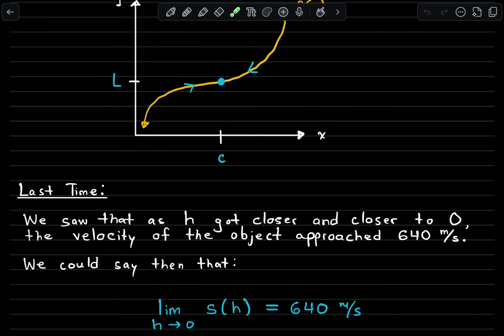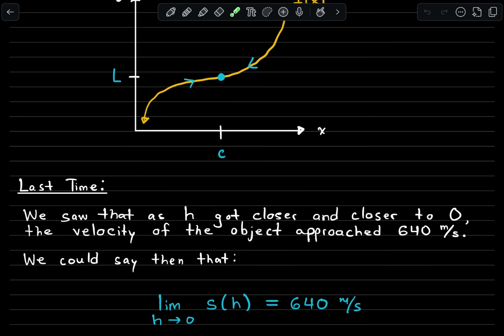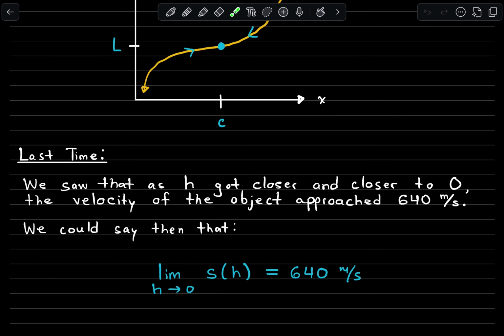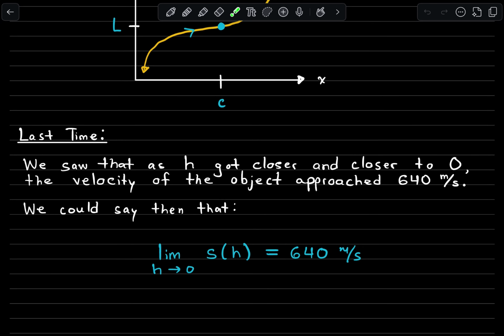So in other words, we could have said, using our new limit notation, that the limit as h approached 0 of s of h, so s was our position function dependent on h, right? That's the variable that was in question, equals 640 meters per second. Okay, and remember, as duration got smaller and smaller, that average velocity got closer and closer to the instantaneous velocity, which was this 640 meters per second.